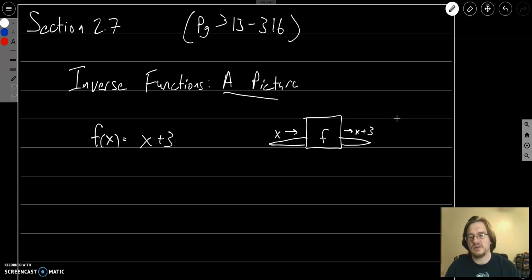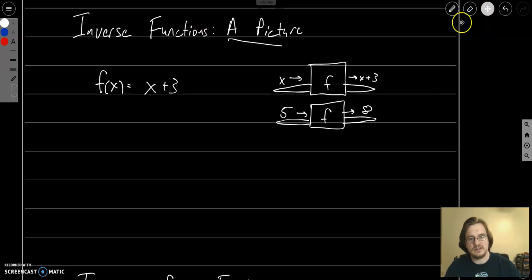In this case, the output is found according to the rule x plus 3. So you just take the input and you add 3 to it. So for example, if we plugged the number 5 into our function f, out the other side along the conveyor belt, we'll get an 8.